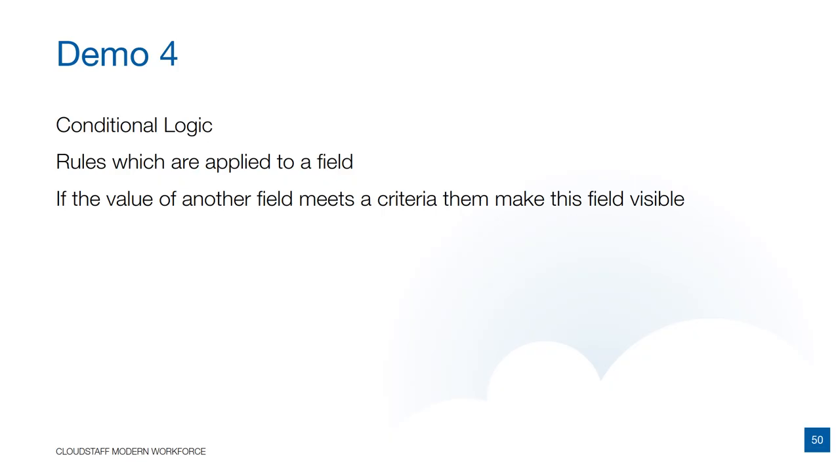We'll be looking at conditional logic or rules inside forms. Conditional logic is the ability for you to display fields when certain criteria are met. So if the value in another field is a certain value, then you can make the field appear or disappear as you desire. Let's have a quick look at how this works.